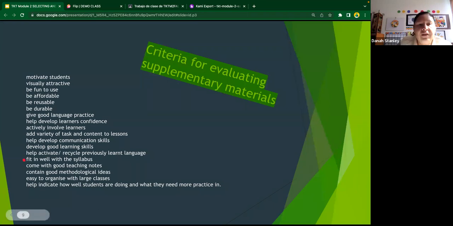Develop good learning skills. Help activate and recycle previously learned language. Fit well with the syllabus. Come with good teaching notes. Contain good methodological ideas. Easy to organize with large classes. Help indicate how well students are doing and what they need more practice in, okay? So essentially for evaluation, with a clear purpose. If we have a clear purpose, we have evaluation, okay?